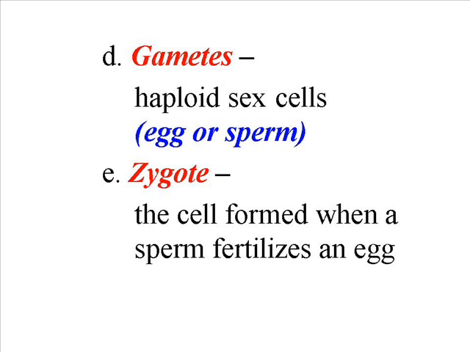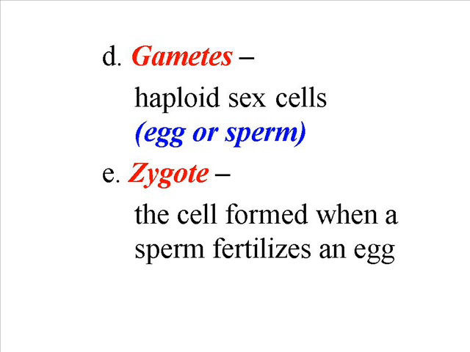The next 2 terms we'll have here are the terms gamete and zygote. Gamete is a generic term that is used for any sex cell. And by saying sex cell, we also imply that therefore it's going to be haploid in nature. So in animals, the gametes are the egg or the sperm. And in humans, again, every egg would have 23 chromosomes and every sperm would have 23 chromosomes.